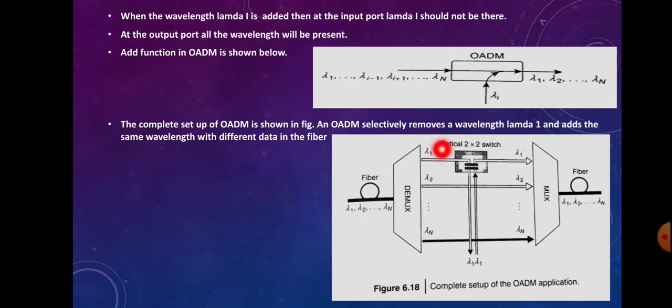Here you can see that the OADM selectively removes a wavelength lambda 1, and it then adds the same wavelength lambda 1 with different data in the fiber. So you can selectively drop one wavelength and couple different data to that lambda 1, and then again add that wavelength to this channel by using an OADM switch or OADM add drop multiplexer. That is shown here.